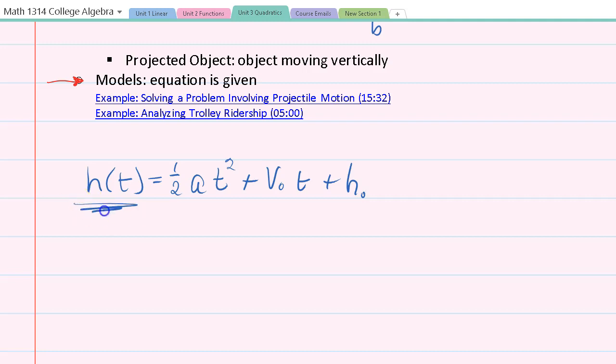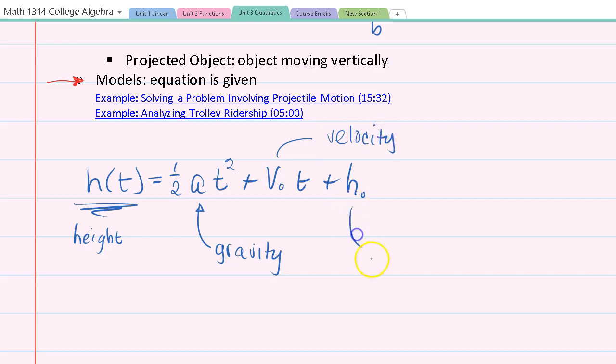In our formula, h of t is the height of the object at some time t, after it is thrown or dropped. A is the acceleration due to gravity, v naught is the initial velocity that the object is thrown, and h naught is the initial height of the object before it is thrown.